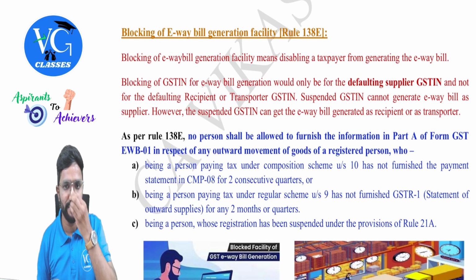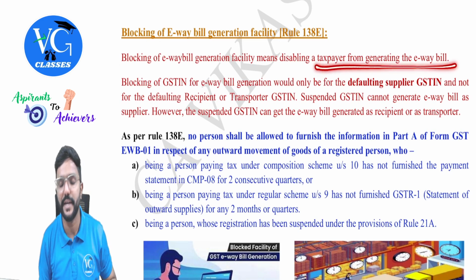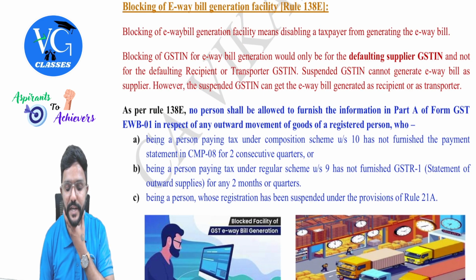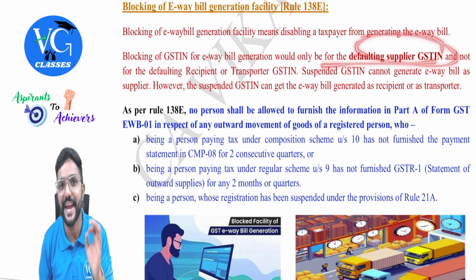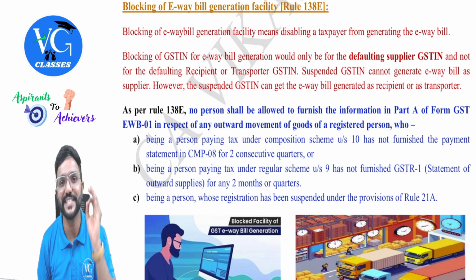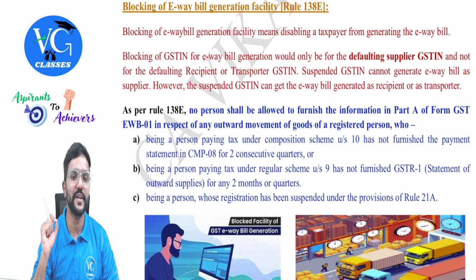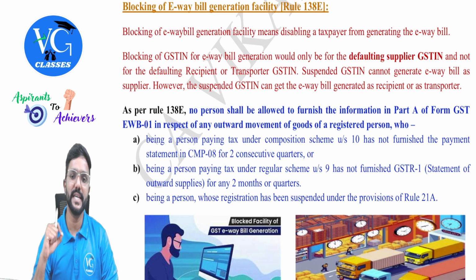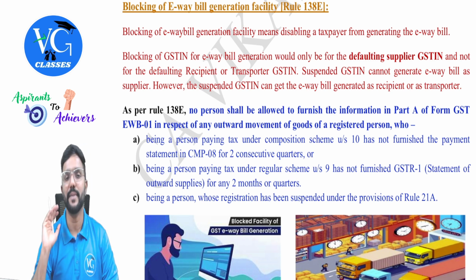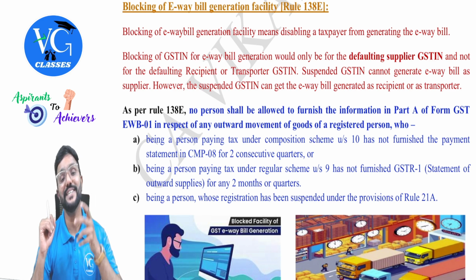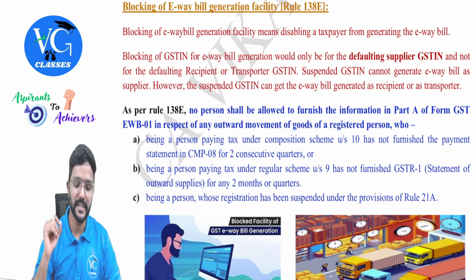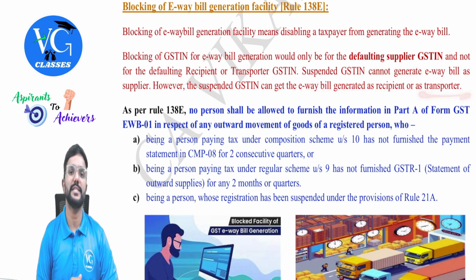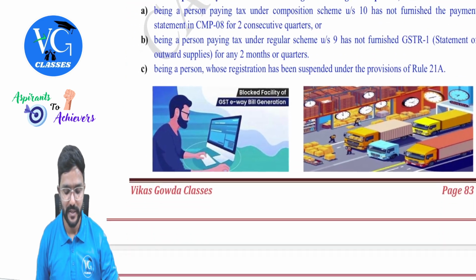Blocking of e-way bill generation facility means disabling the taxpayer from generating the e-way bill. Okay. Blocking of GSTIN for e-way bill generation would only be for defaulting supplier. Who? Defaulting supplier GSTIN, and not for the defaulting recipient or transporter GSTIN. Suspended GSTIN cannot generate e-way bill as the supplier. But can they generate it as a recipient? Yes. However, the suspended GSTIN can get the e-way bill generated as a recipient or even as a transporter, guys. Is that clear? Yes, sir.